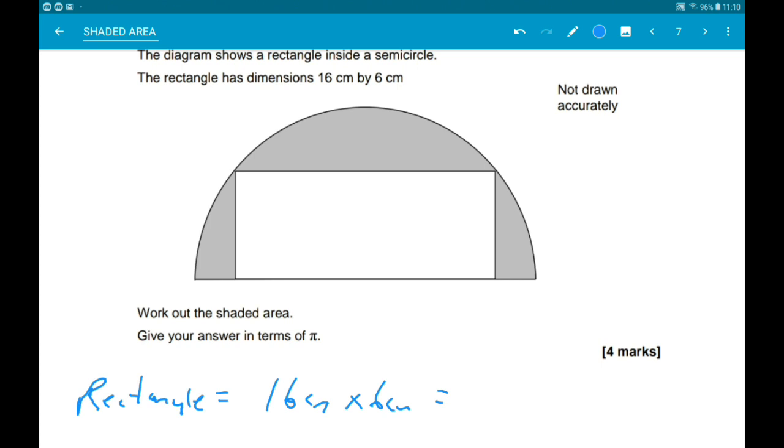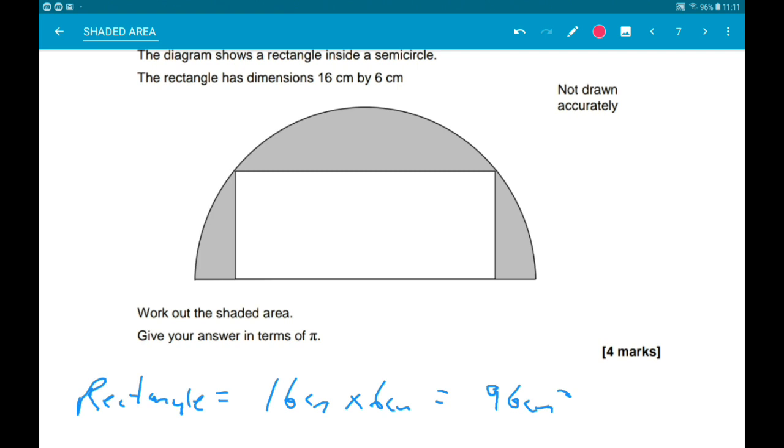So 6 times 10 is 60, 6 times 6 is 36. So that's 96 centimeters squared. Okay, now the biggest problem is how do we now work out the area of the semicircle?